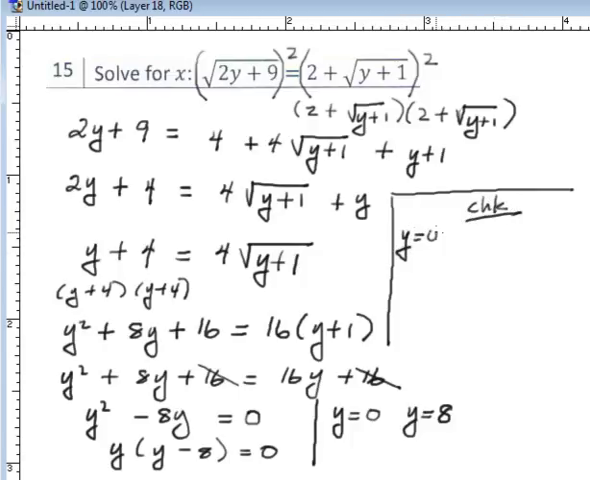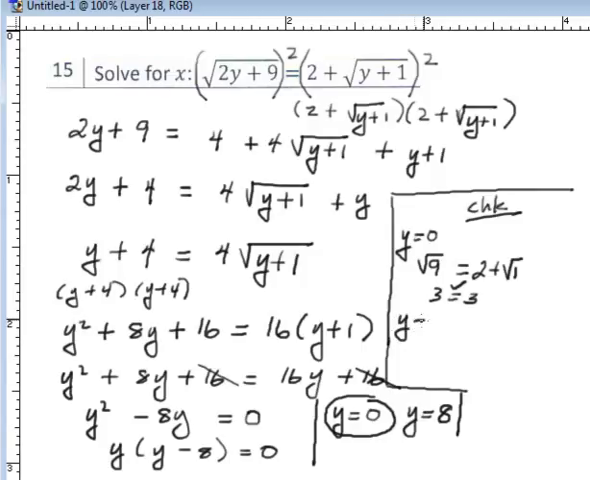Let's start with y equals 0, into the original. Put y equal to 0 here. We have the square root of 9 on the left side. And here in the original, 2 plus the square root of 1. And that's 3 is equal to 3. So this is a valid solution, y equals 0. And then let's check y equals 8. We have 2 times y, that's 16, plus 9, that's the square root of 25. And is that equal to 2 plus the square root of 9? So it is, we have 5 is equal to 2 plus 3. All right, so y equals 8 is another valid solution. So we have 2 valid solutions.